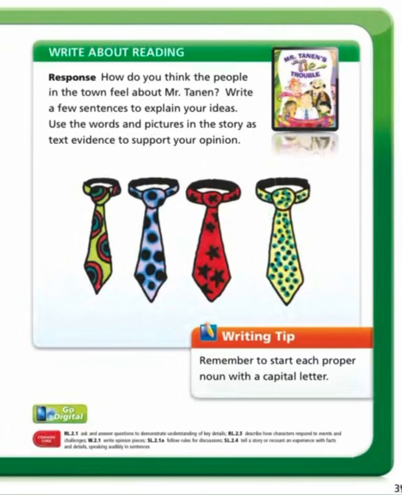Write about reading. Response. How do you think the people in the town feel about Mr. Tennant? Write a few sentences to explain your ideas. Use the words and pictures in the story as text evidence to support your opinion. Writing tip. Remember to start each proper noun with a capital letter.